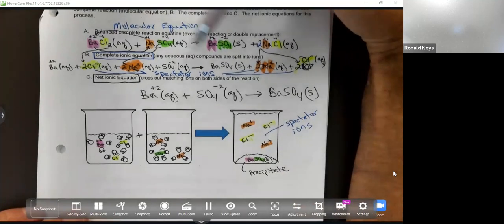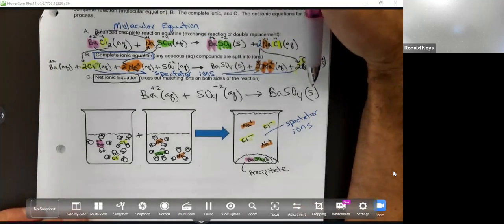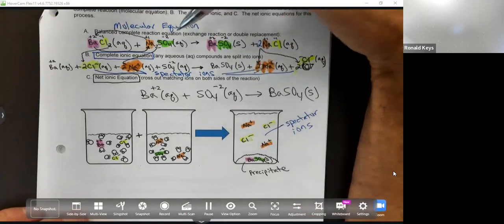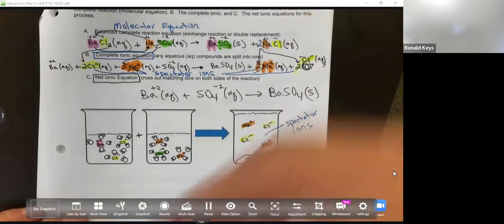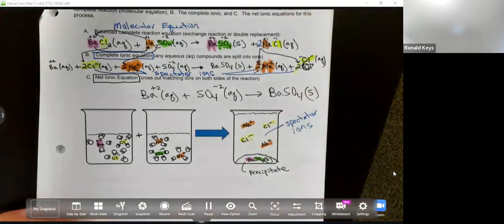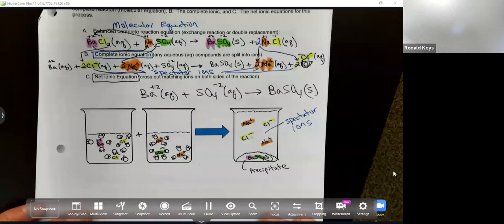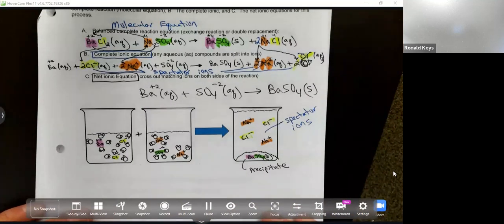This will be where our next lab, we're going to do solids in solution. Be aware, you can write some of that out ahead of time before you go to lab on precipitates.